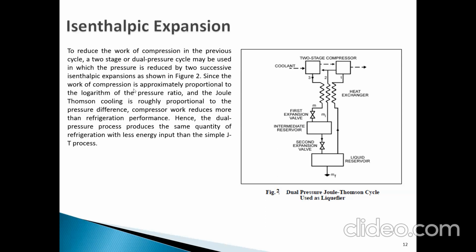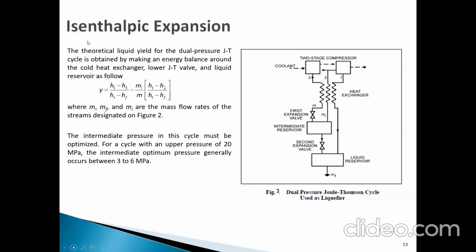Since the work of compression is approximately proportional to the logarithm of the pressure ratio, di ba yung natural log? And the Joule-Thomson cooling is roughly proportional to the pressure difference. Compression work reduces more than refrigeration performance. Hence, the dual process produces the same quantity of refrigeration with less energy input than the GT process. Yan ang itsura niya. Ito, single siya. Tapos, ito nandun. Yung isang part nandun. Yan. Okay. Diagram lang yan.